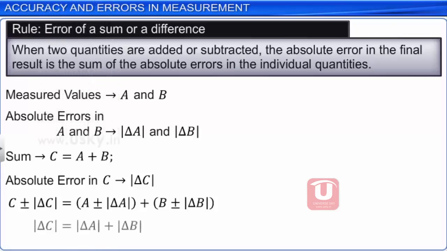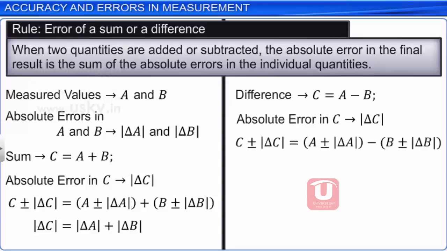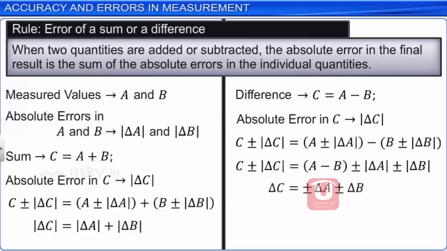For the difference C = A − B, we have C ± ΔC = A ± ΔA − B ± ΔB, which is equal to A − B ± ΔA ± ΔB, or ΔC is equal to ± ΔA ± ΔB. The maximum value of the error ΔC is again ΔA + ΔB.